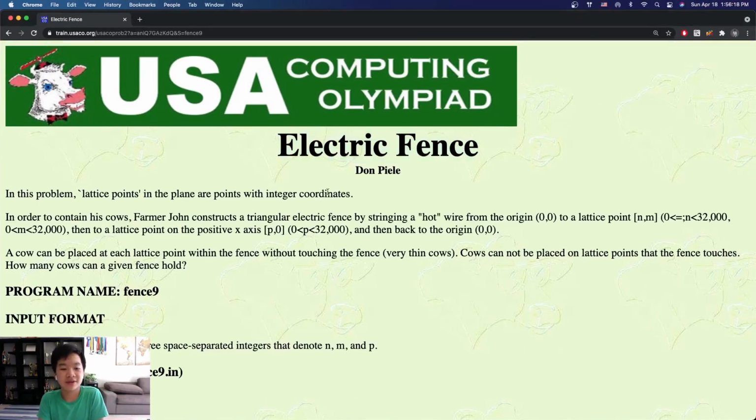Hello everyone, today we're going to look at USACO training Electric Fence. Right, so in this problem, a lattice point is a point which has integer coordinates.